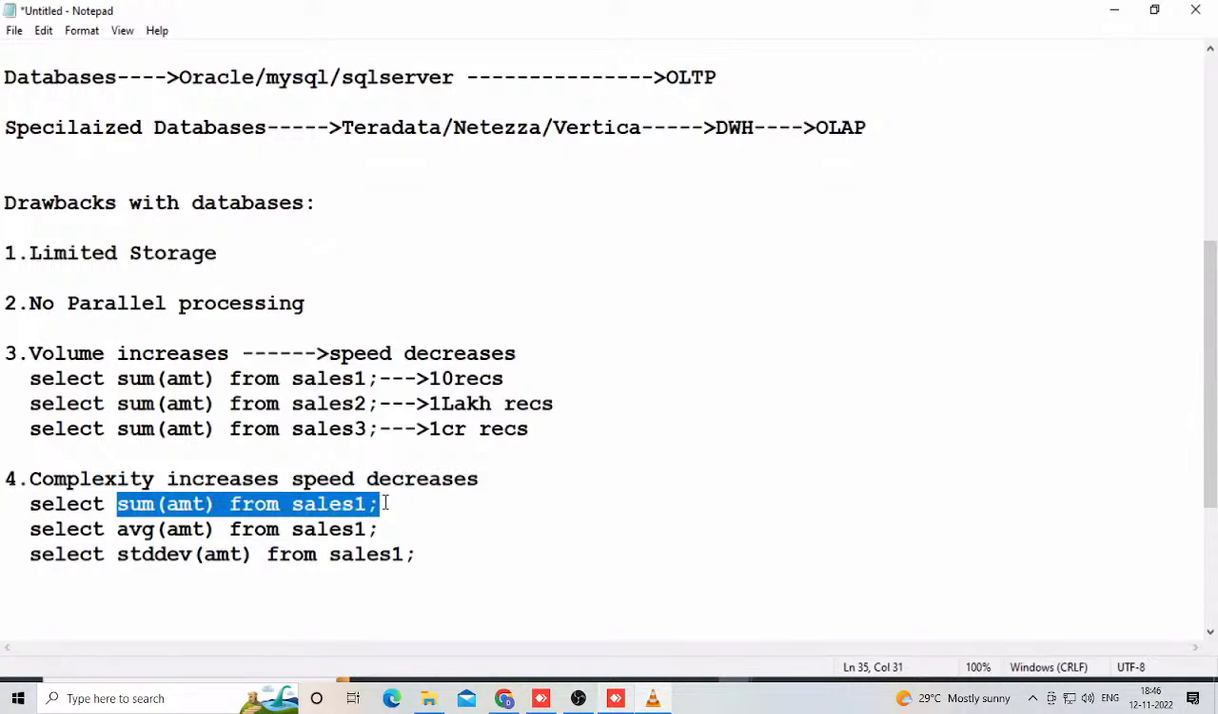Sum of amount from salesman, average amount from salesman, standard deviation of amount from salesman.